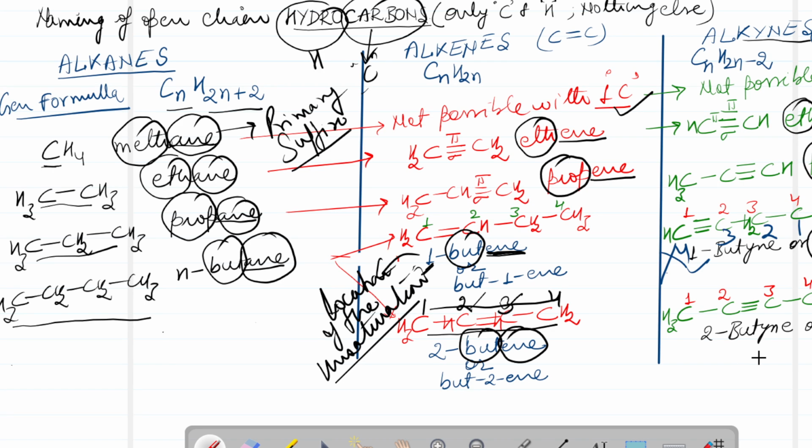It is 2-butyne, where "-yne" is the primary suffix, right, clear. The 2 is indicating the location of this unsaturation, the location of the triple bond, clear. The 2 indicates that the triple bond is in between carbon 2 and carbon 3.